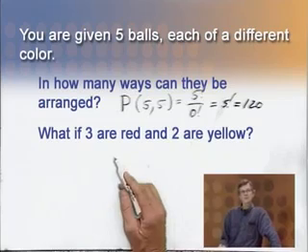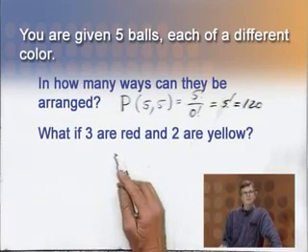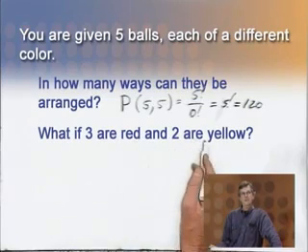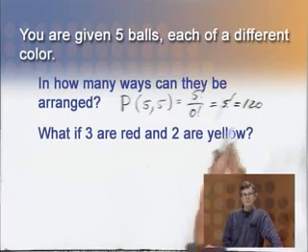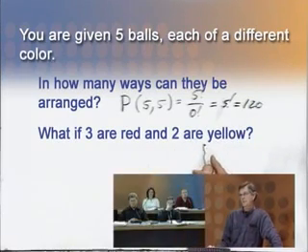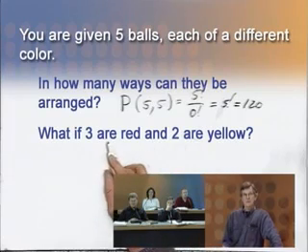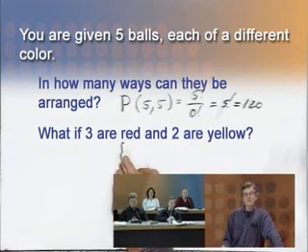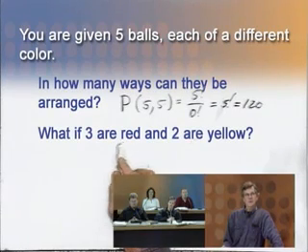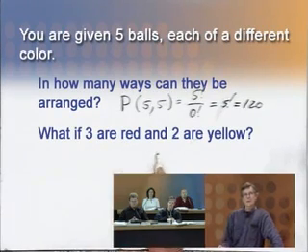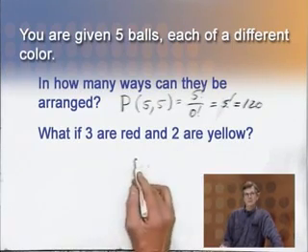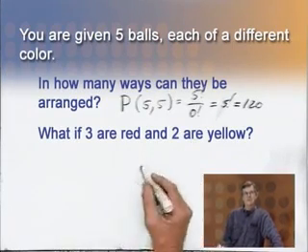Okay, but now, do you think there would be more or fewer possibilities if we change the condition to there being 3 red and 2 yellow? Do you think we'll have more possibilities than 120 or fewer? Fewer. There'll be fewer, because now if 3 are red, if I switch 2 red balls, we wouldn't know the difference. So it would be counted as the same arrangement. For example, if you had red, red, red, yellow, yellow, and you switch 2 of the reds, it's still red, red, red, yellow, yellow. So we'd have to count that one twice.